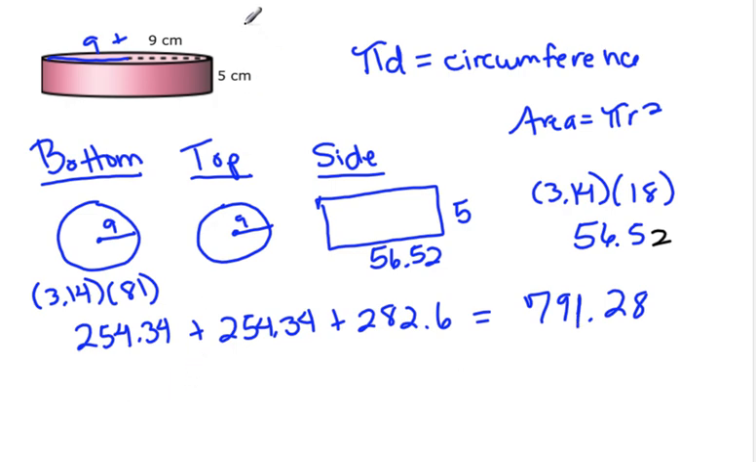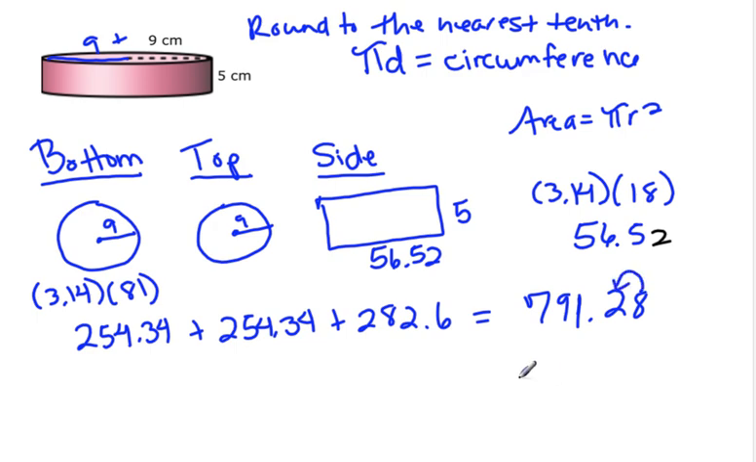So if we're rounding to the nearest tenth, I'm looking at this one to change, so I have to look at the next one over. 5 or more, add one more, and 8 is bigger than 5, so we're going to add one more to that too. So 791.3, and it is centimeters squared. So square centimeters. 791.3 square centimeters is your final answer.